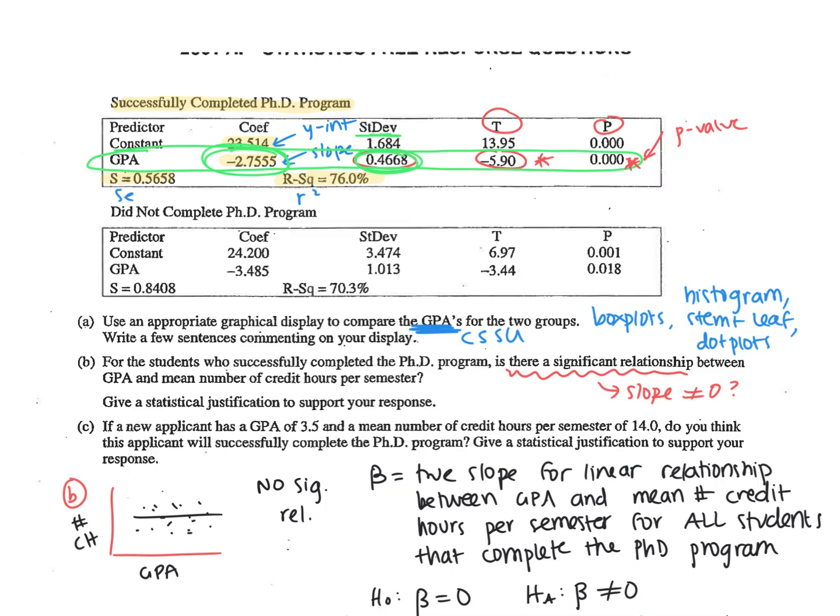So we don't want to take a look at this student and then just look at the data on the first page. It's not appropriate to compare this one student to the data on the first page. We need to use all of the students. So what we're going to do is write this equation and see how the student fits in. If we look at completed the program, 23.514 is the y-intercept, negative 2.7555 is our slope. Same thing down here, y-intercept, slope. So I'm going to have to move to another page to make sure I have enough room.